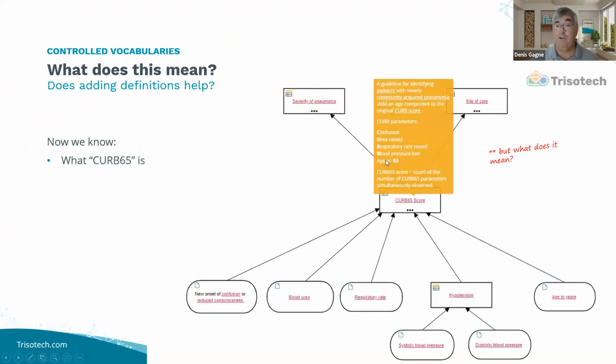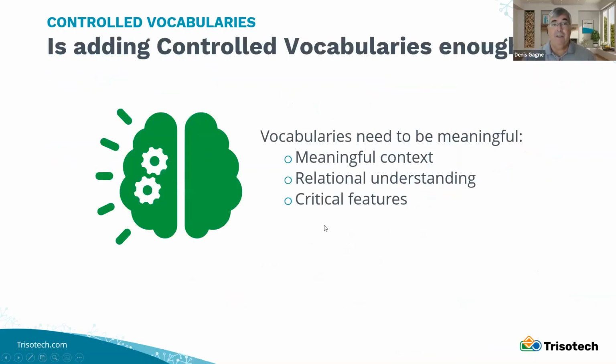So now I know what CURB-65 is. CURB-65 is a guideline to identify patients with severe community-acquired pneumonia. And basically, CURB-65 is a version of the CURB score that adds a parameter about age greater than 65. So now I know what it is, but what does it mean? If you are like me, I have very shallow medical knowledge. I have an idea of systolic blood pressure, but CURB-65 is a little bit far from me. So is adding a controlled vocabulary enough is what I'm asking here.